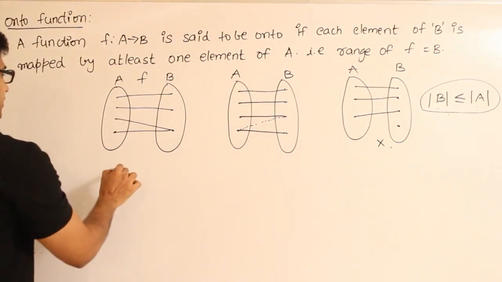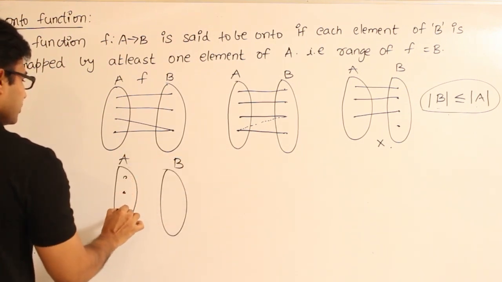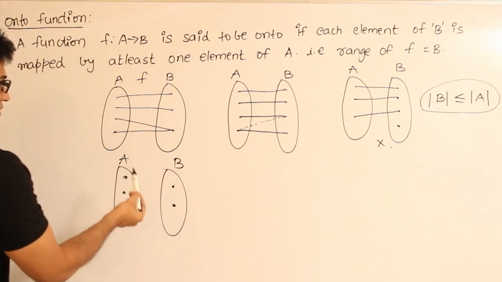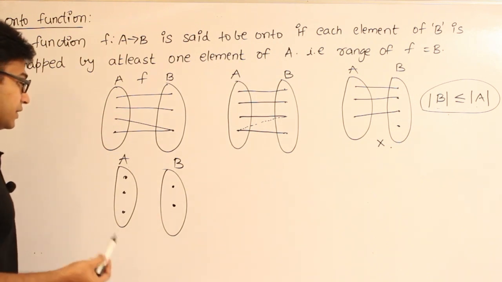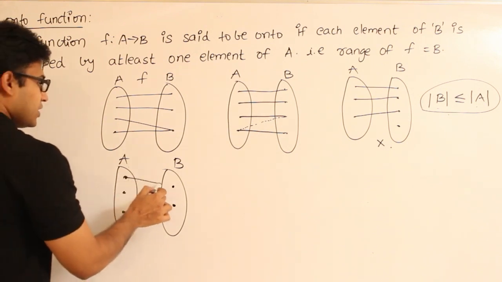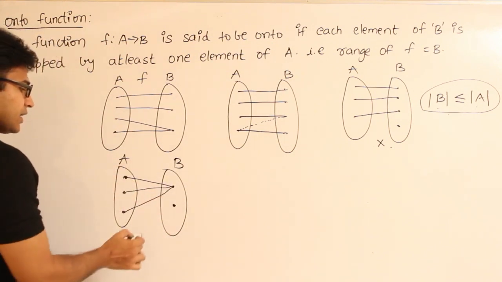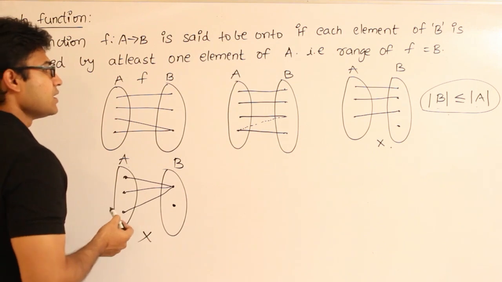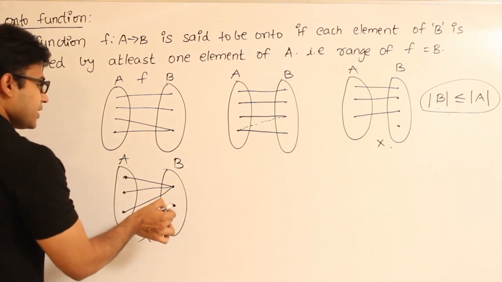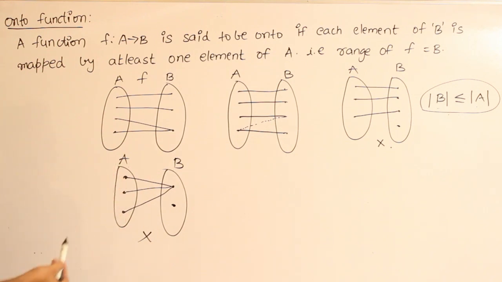For example, if I have some elements like this, A has 1 2 3 and B has 1 2. Here the number of elements in B is less than or equal to the number of elements in A, but you cannot directly declare that this is an onto function. You have to see the mapping and then say it. For example, if all the elements are mapped to the first one, even though the number of elements in B is less than in A, it is not onto, which means that is just a necessary condition and not the sufficient condition. What is the sufficient condition? Every element in B should be associated to one element in A. For that to happen, first that condition should be satisfied and next the other condition.